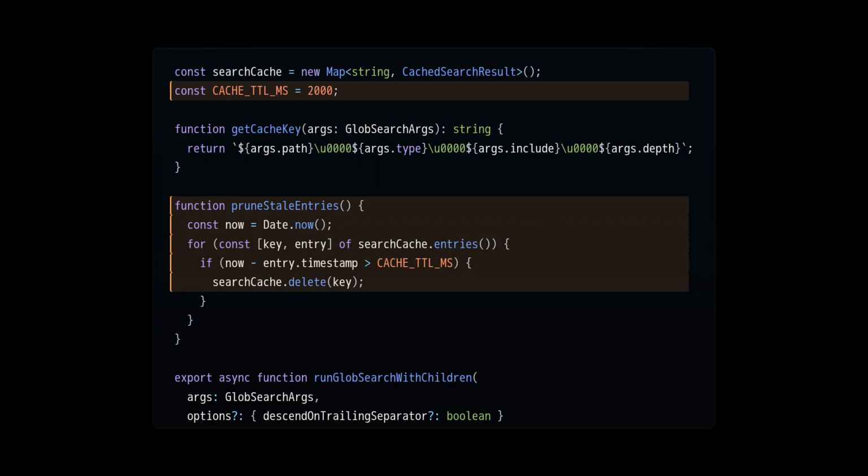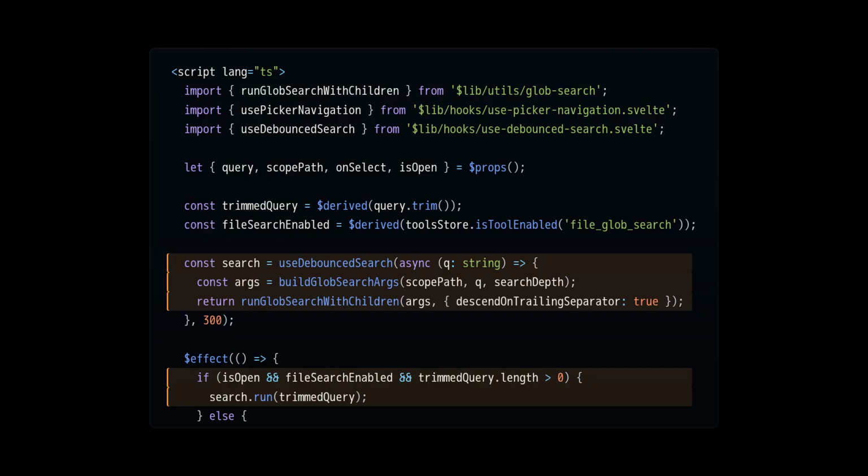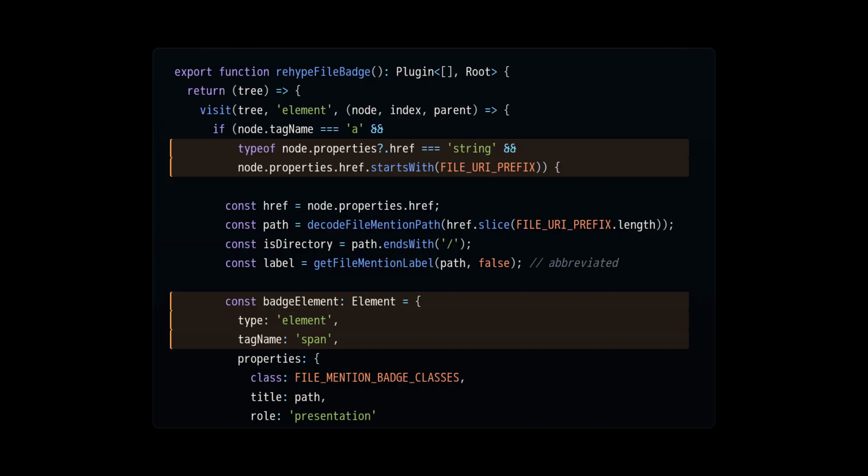The mention picker component pulls it all together. It takes the query from the chat form, checks if the file glob search tool is enabled, and runs a debounced search when the picker is open and the query isn't empty. The search calls run glob search with children with descend on trailing separator set to true, so typing a trailing slash will walk into that directory's children. Keyboard navigation is handled by the use picker navigation hook, which manages the highlighted row and fires the select callback when you press enter.